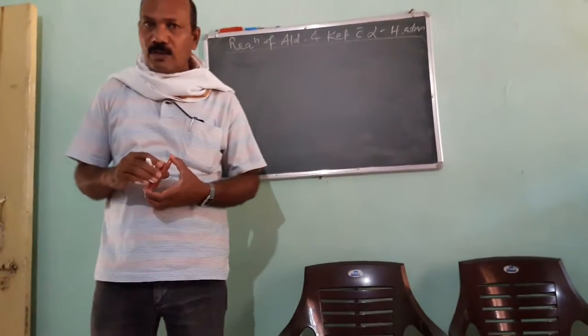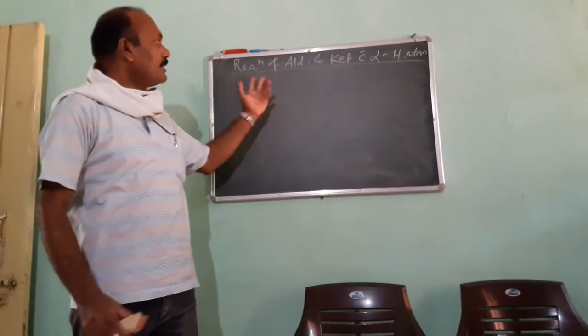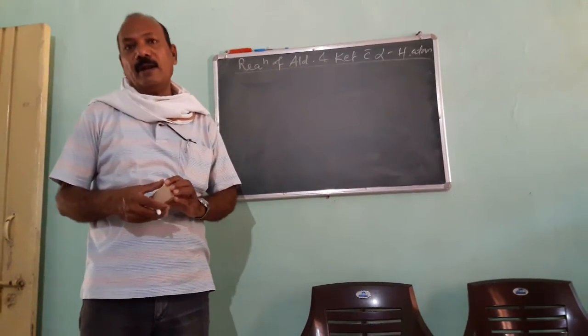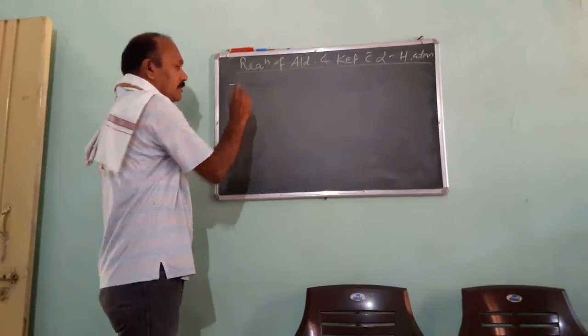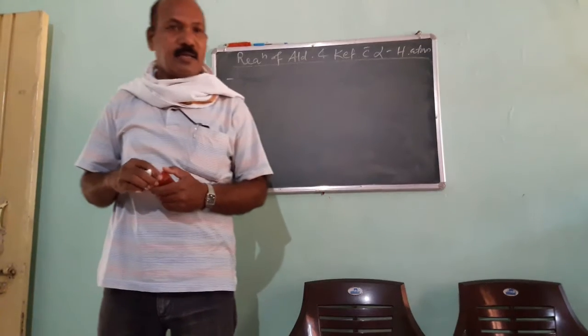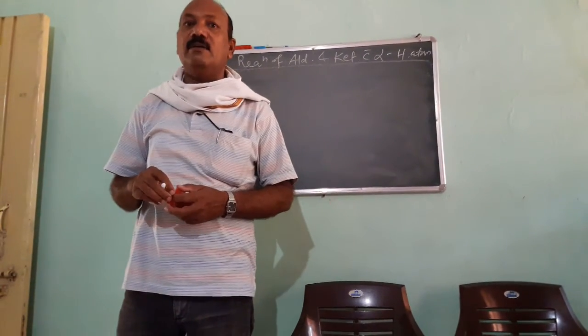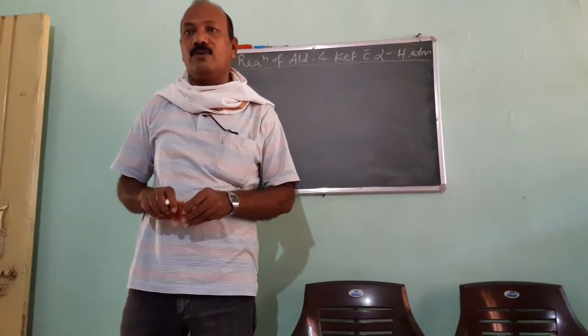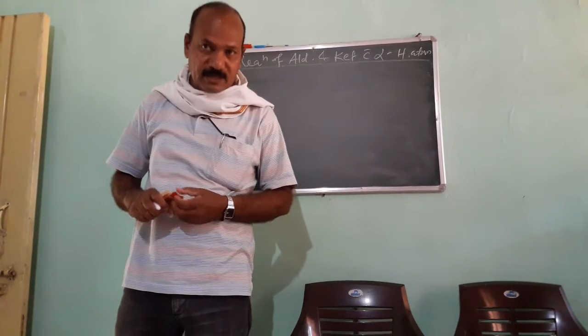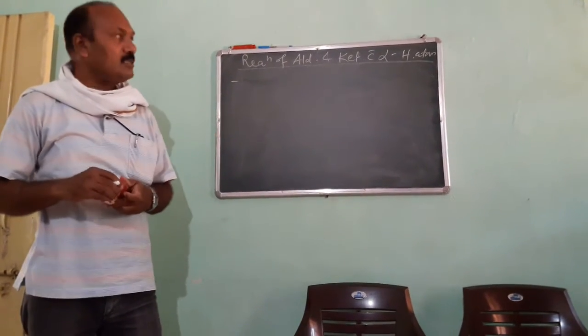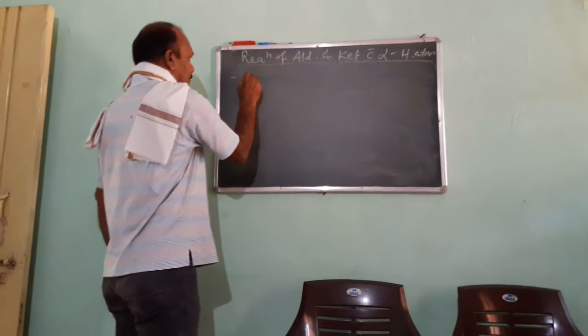Good morning, students. Today we are going to discuss the reactions of aldehydes and ketones with alpha hydrogen atom. First, that is aldol condensation. Second, cross aldol condensation. And third, without alpha hydrogen atom, that is Cannizzaro reaction. So today we are going to discuss aldol condensation.